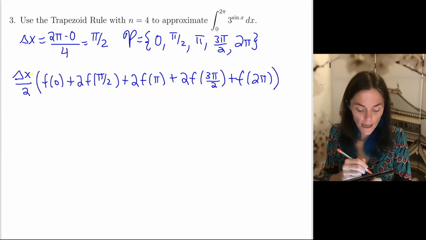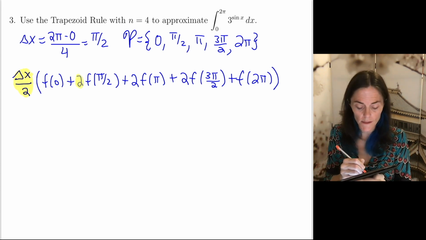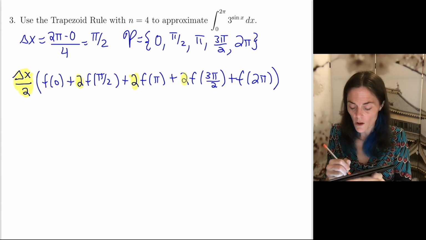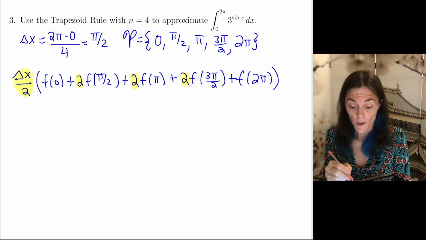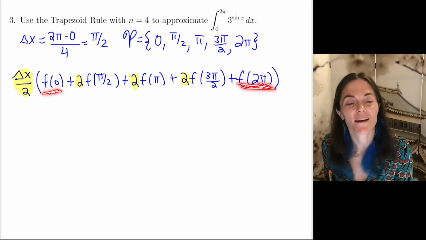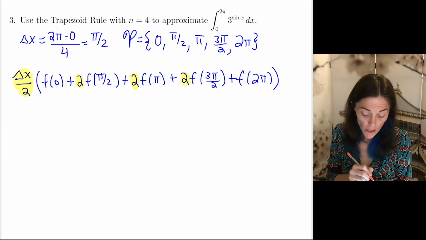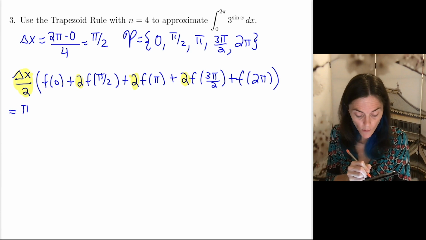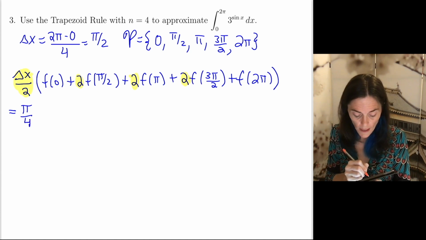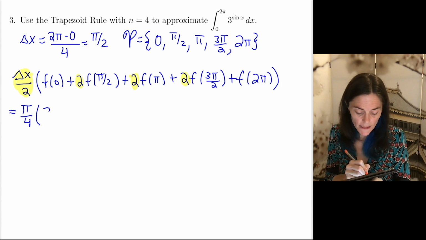Okay, maybe I'll highlight it just like before. What makes the trapezoid rule in terms of a formula is the pi over 2 on the outside, and then all the 2's on the inside. Coefficient 1, coefficient 1. Okay, that happens in both formulas, in fact. So now let's do this. Delta x is pi over 2, so out here is pi over 4. And then, well, f of 0 is 3 to the sine 0.